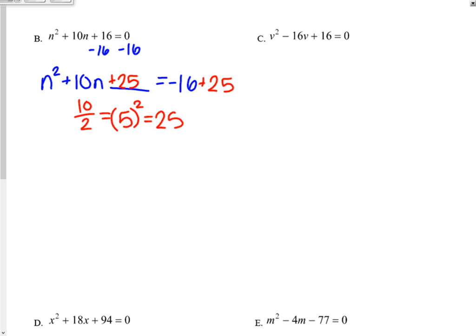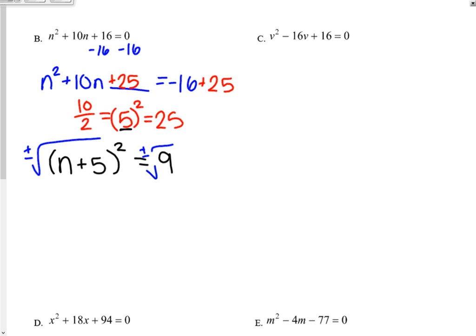Now to complete the square, I'm going to write the left-hand side as a binomial squared. So it'll always be parentheses squared. Our variable here is n. It's our middle term divided by 2, which in this case was a positive 5. So I have n plus 5 squared equals negative 16 plus 25 is a positive 9. There we've completed the square. Now I'm going to use the square root method in order to solve that. So I'll take the square root of both sides here, not forgetting to add that plus or minus.